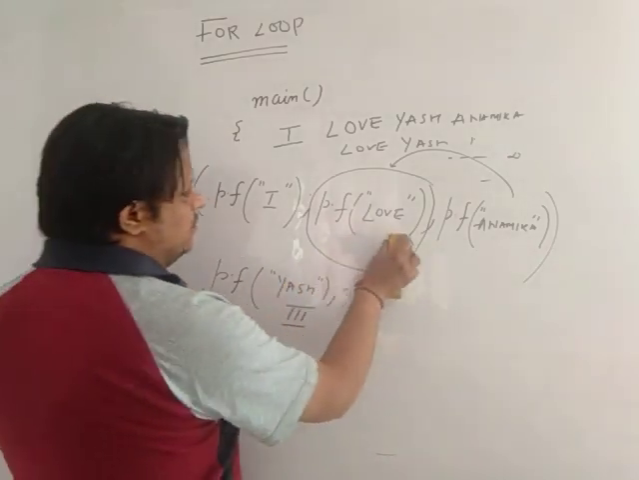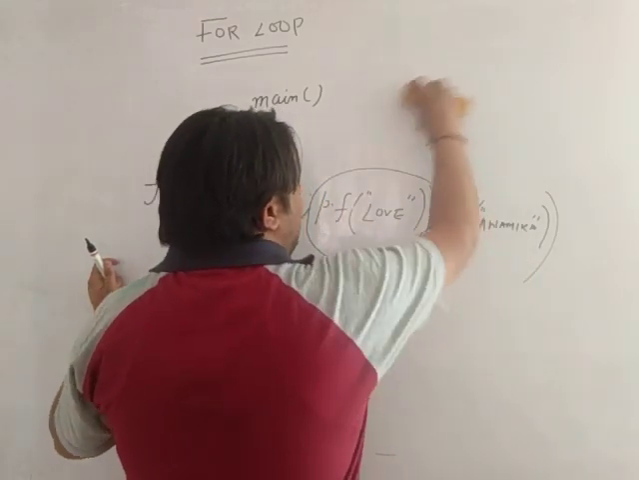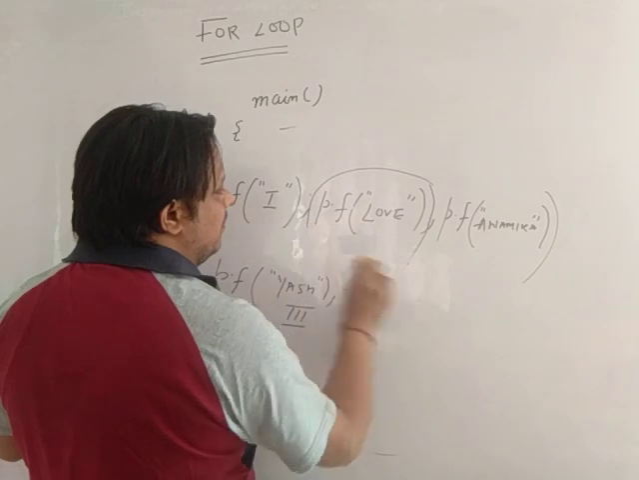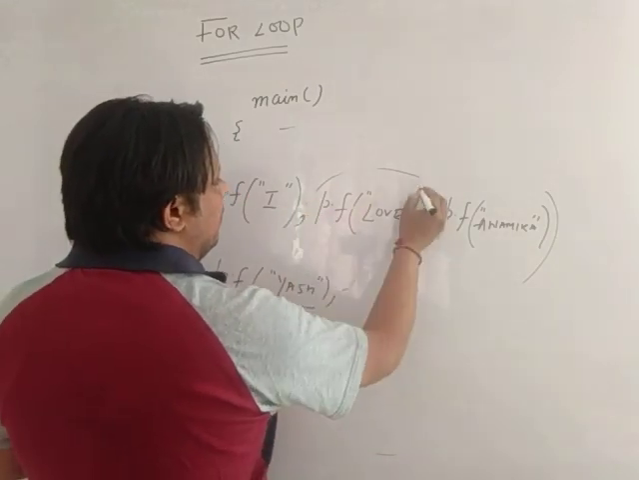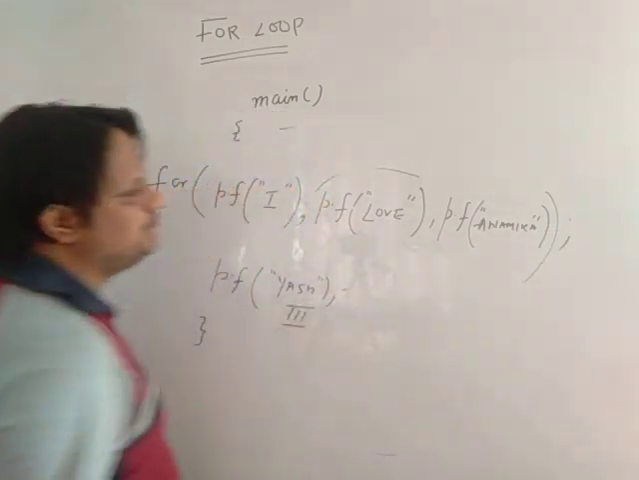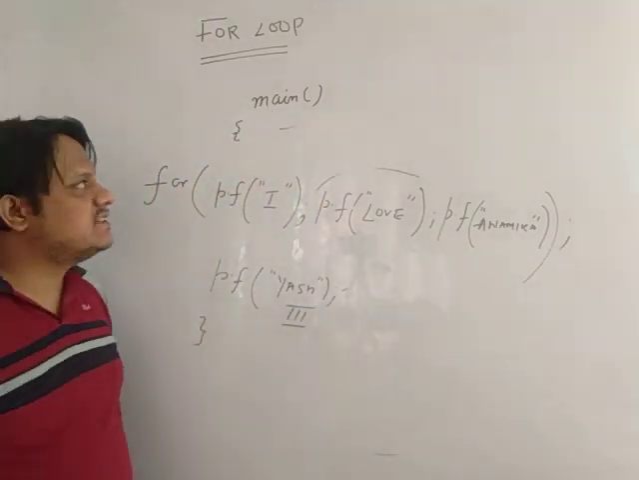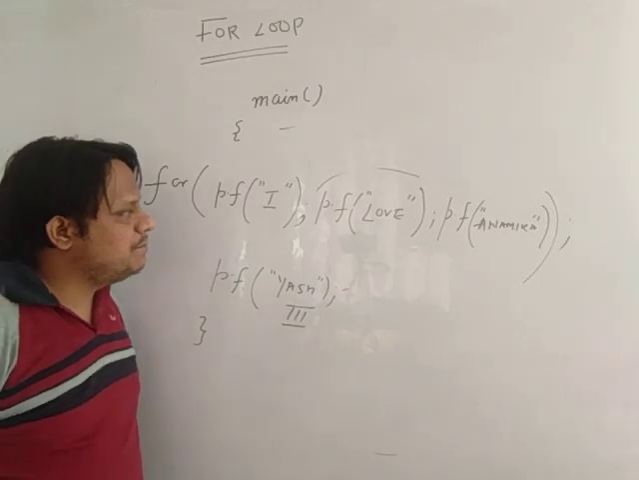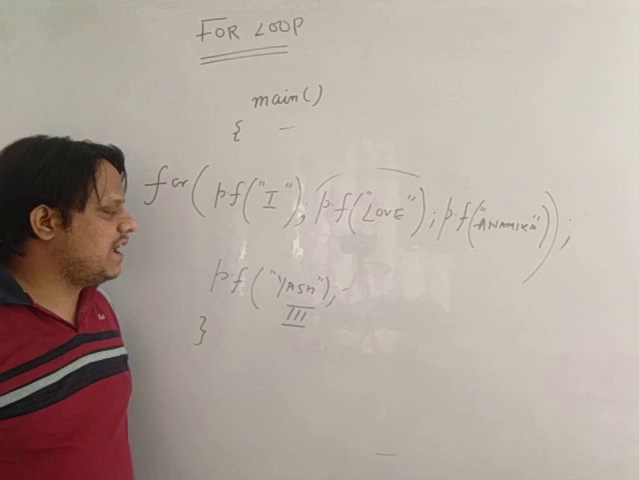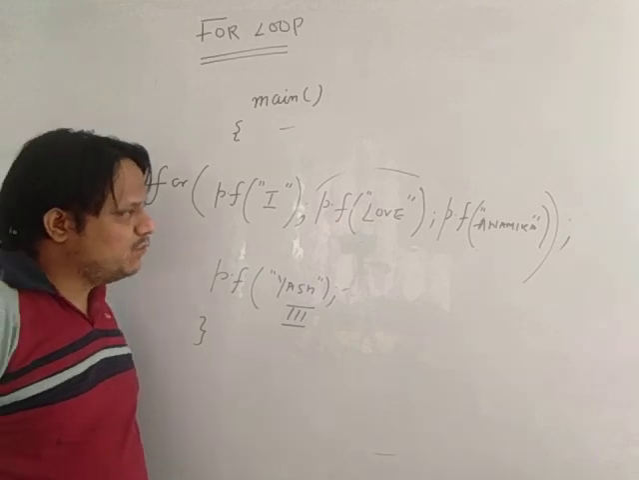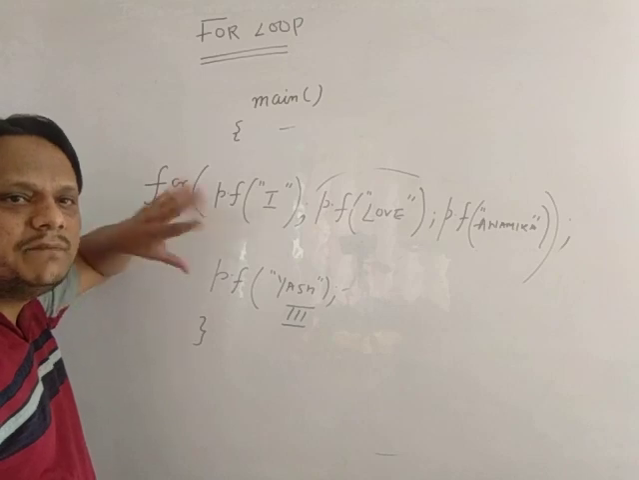Okay, let me change this. Let's suppose I put a semicolon here. If I put a semicolon here, now tell me what is the answer. I am writing printf I, printf love, printf Anamika, then there is a semicolon after the for loop, and then I am printing printf Yash. So what is the answer? So now, if you put a semicolon after the for loop, how is it going to impact this loop?